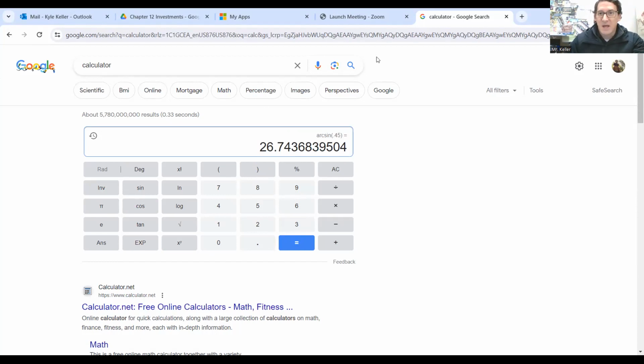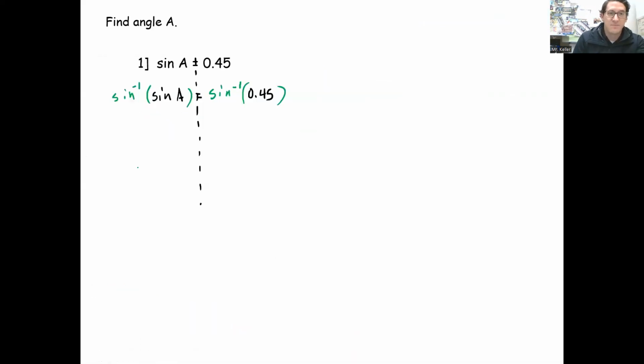All right, so let's go back to the lesson. What happens over here is this sine and inverse sine cancel out. You just have A, and the inverse sine of 0.45 is equal to 26.74. We'll do one decimal place, 26.7.